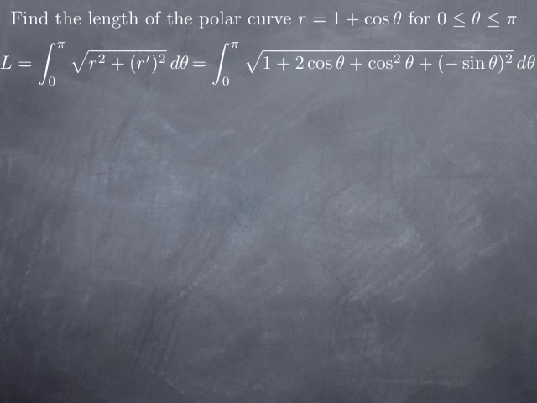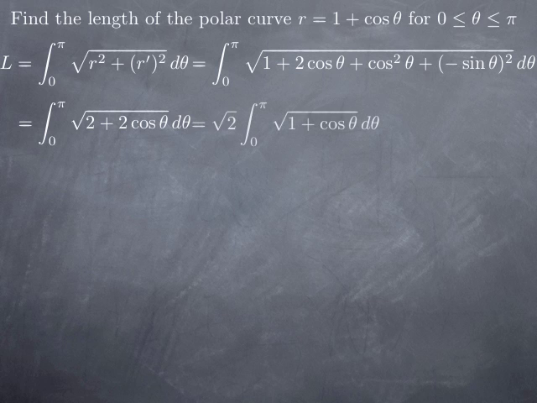Plugging things in, when I square r, I get 1 plus the double product 2 cosine theta plus the square of cosine theta. r prime is negative sine. When I square it, I get sine squared theta, which when I add cosine squared gives me 1. And therefore we obtain the integral from 0 to pi of 1 plus 1, which is 2, plus 2 cosine theta. Factoring out the 2, we get the root of 2 times 1 plus cosine theta, and pulling the 2 out, we get the square root of 2 as a factor in front of our integral.